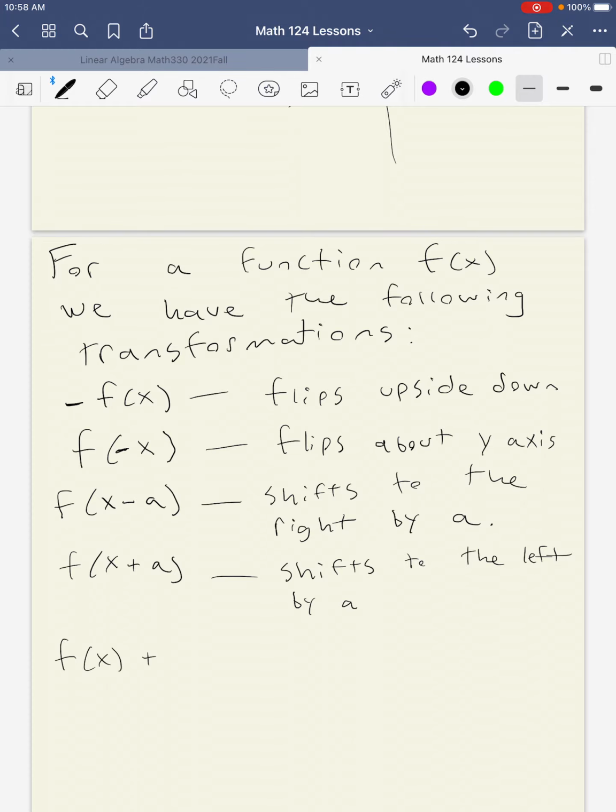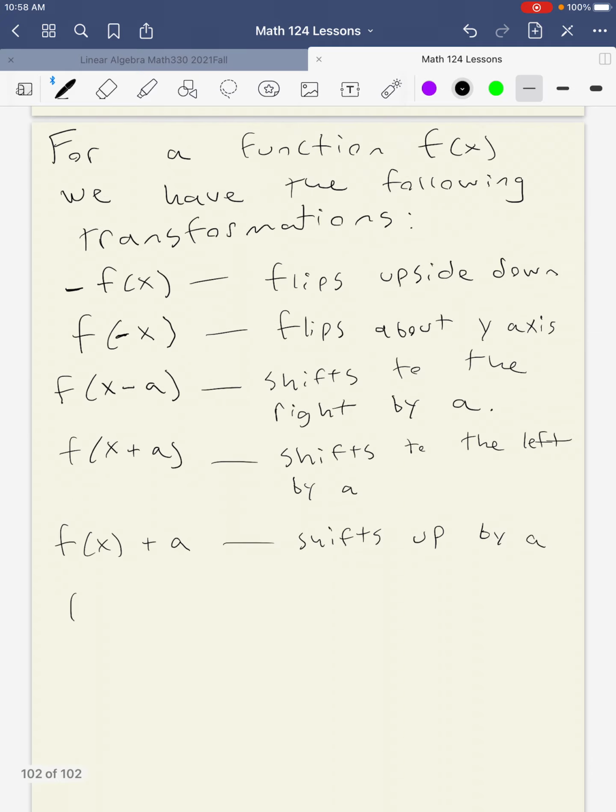Then if we add a number outside of the function, notice the difference between this and that. Here we're adding a number inside of the input. Here we're adding a number outside of the entire function. This shifts the graph up by a units. Similarly, if we minus a on the outside, that will shift down by a.